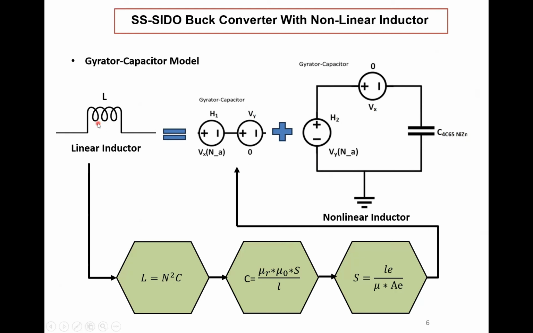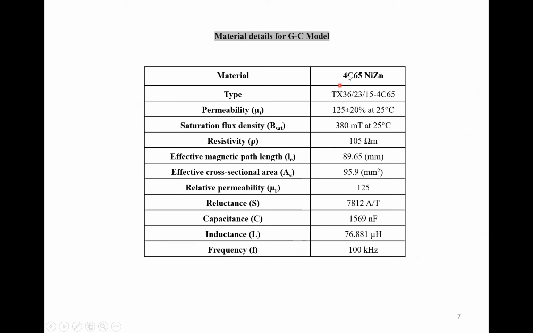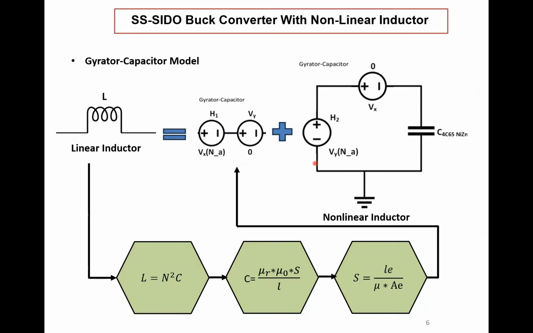So this is the linear model, and we will use these three equations to convert the linear inductance into a capacitance value, which will be the nonlinear model. We have selected 4665 nickel zinc, and these values we got from the data sheet of TDS Electronics. We will use this data in this equation to find the actual capacitance value of the 4665 nickel zinc magnetic material.